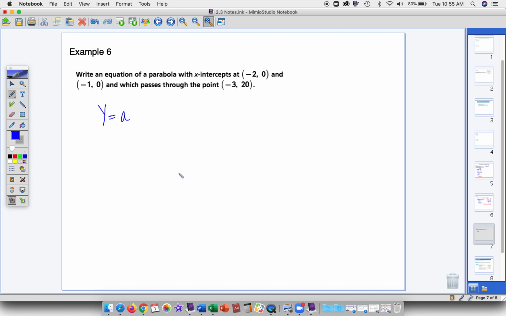If you remember, in the past, we did problems where we used our vertex form. We're not going to do that here because we're given x-intercepts. Okay, so the x-intercepts we represent by an x minus p and an x minus q. And that's where p and q are x-intercepts.